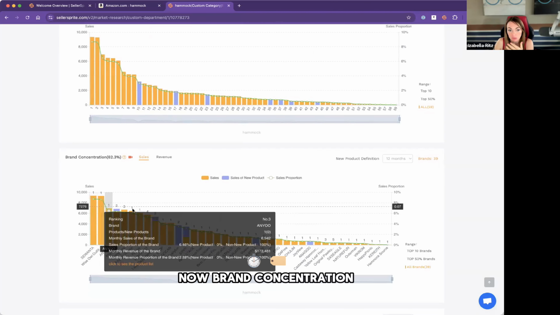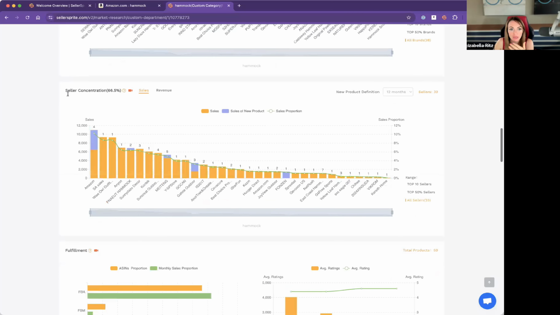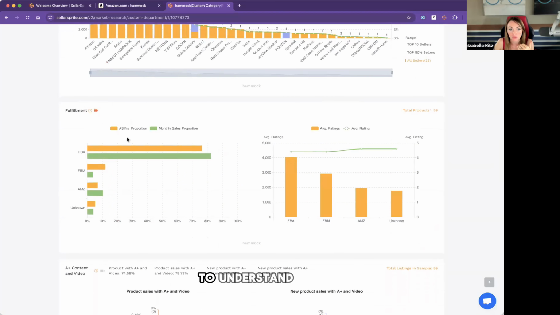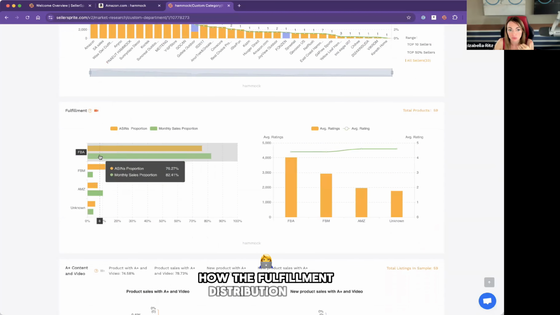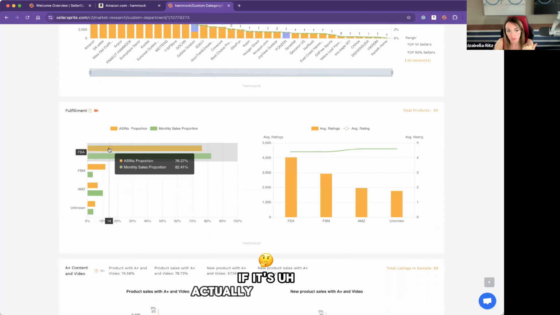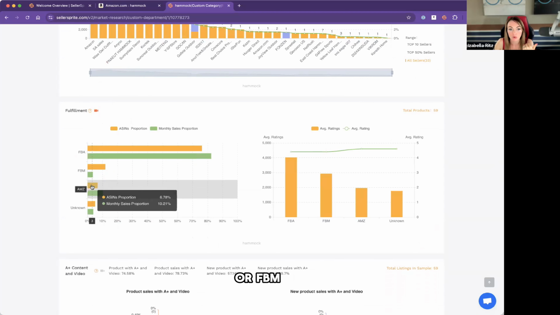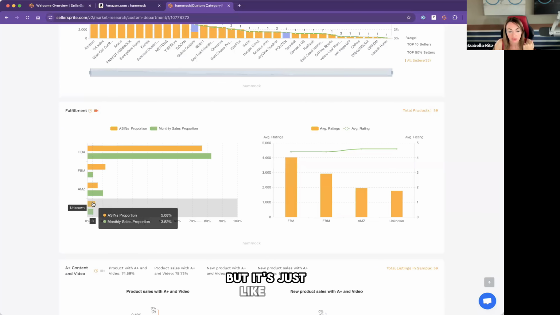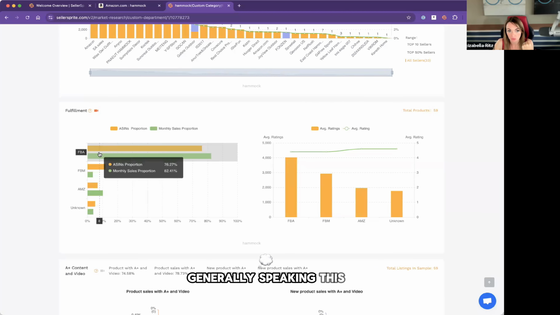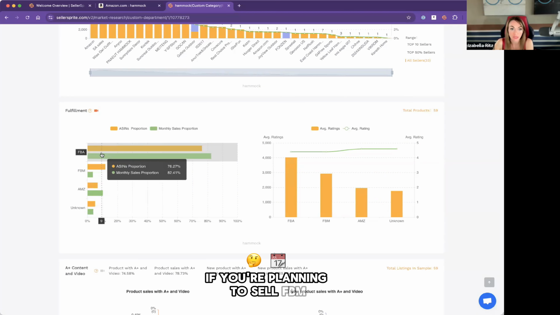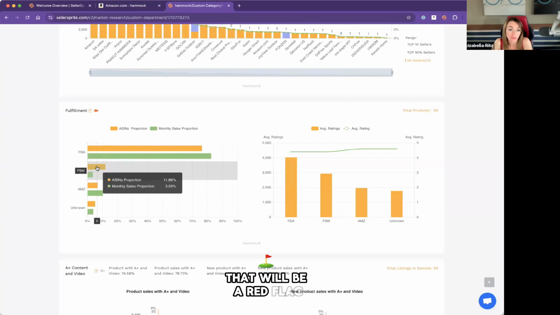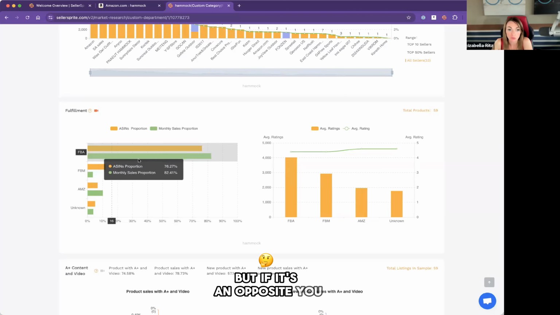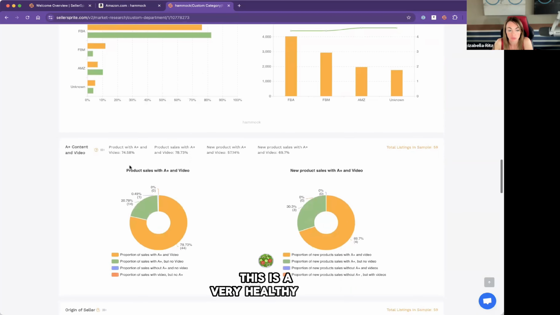Now, brand concentration, same thing goes here. Then seller concentration, same thing goes here. So this is where you can analyze those. Now, an important part is where we want to understand how the fulfillment distribution works: if it's primarily FBA or FBM, or Amazon is selling itself, and sometimes it's unknown, but it's just like 3 to 5%. Generally speaking, this is what you're looking at. If you're planning to sell FBA and everyone is selling FBM, that will be a red flag for you. But if it's the opposite, you are looking at a very healthy proportion.